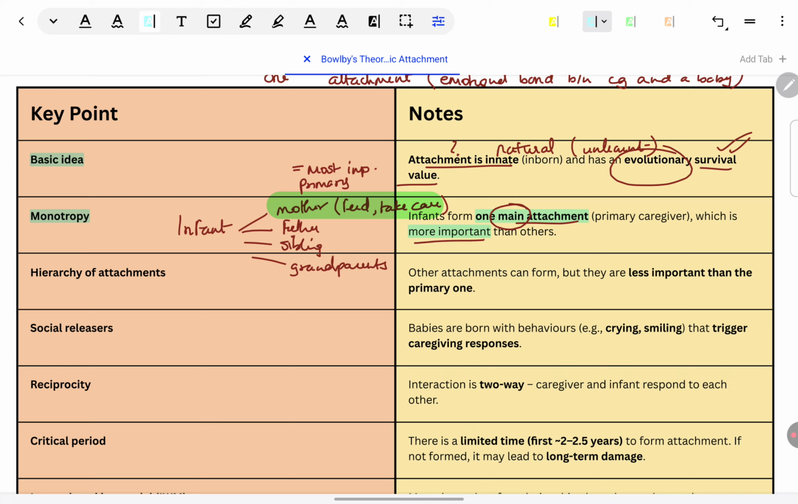Bowlby also believes that there's a hierarchy of attachments. A hierarchy is an ordered arrangement of things.